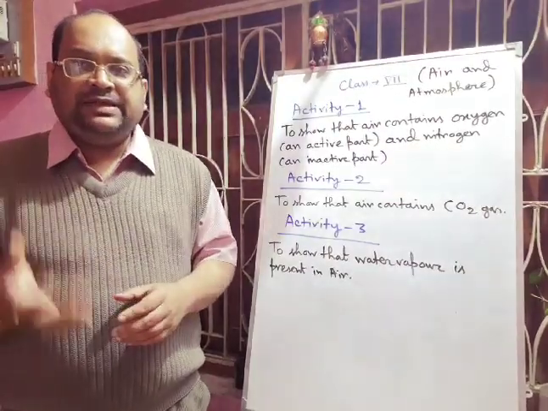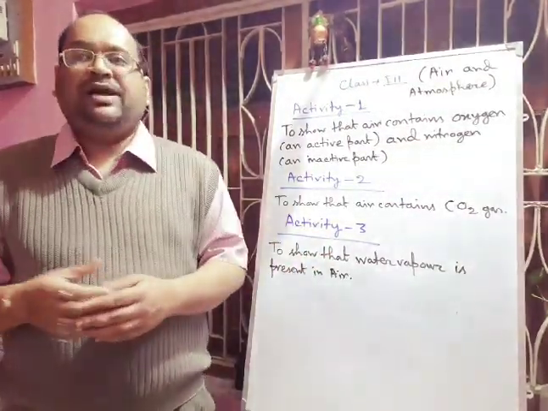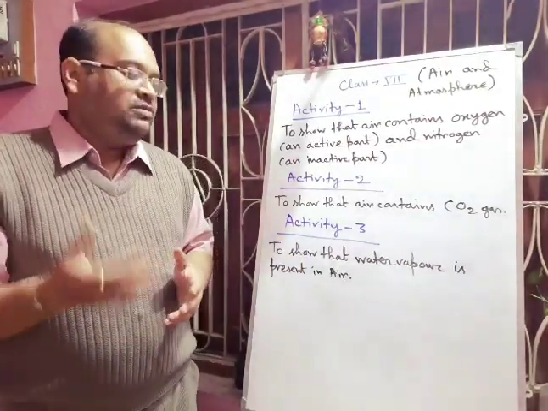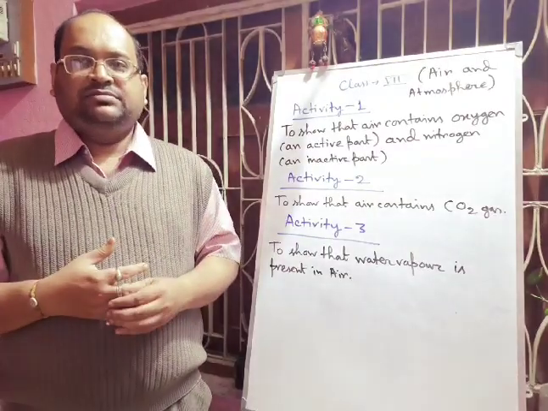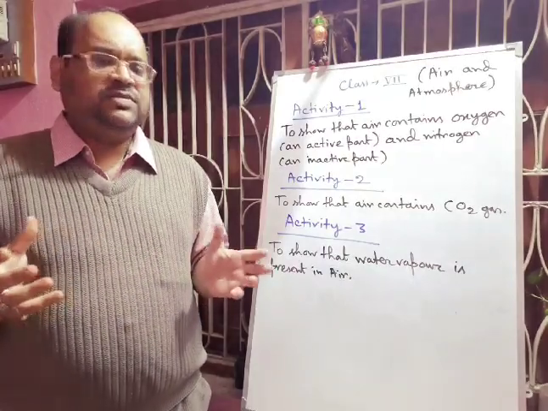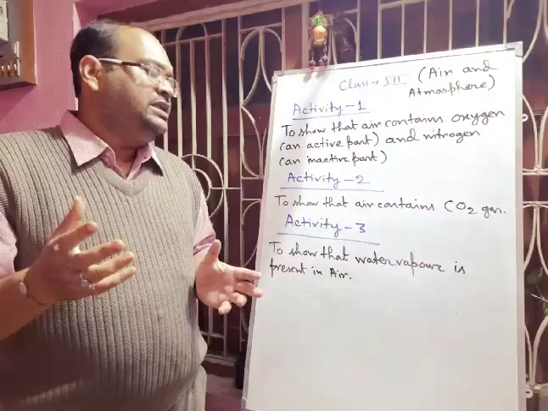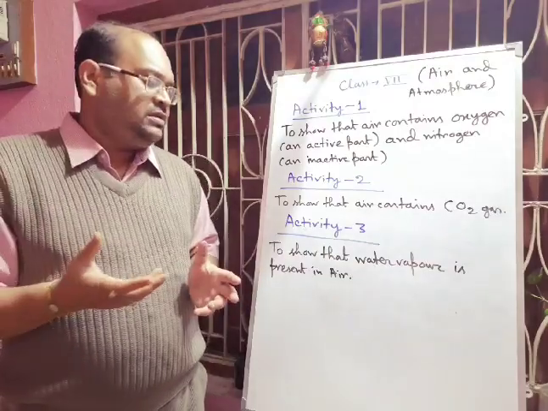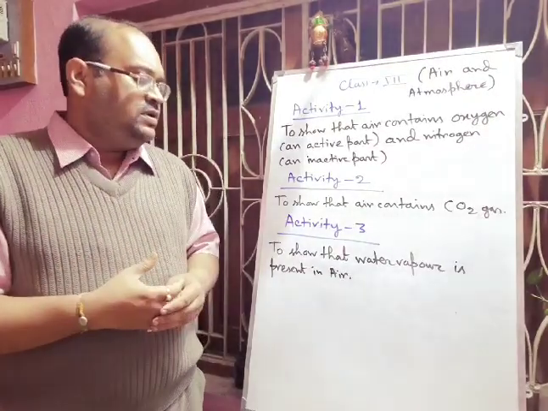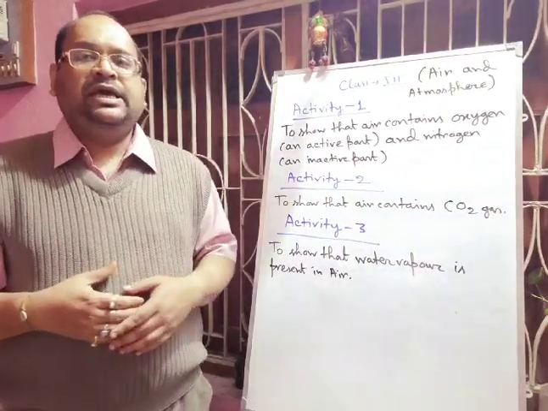And finally the activity 3 will show that water vapor is present in air. So we have to take a glass filled with ice and cold water, and you will observe that there will be some formation of droplets outside of this glass. From where is it coming? It is coming from the air containing water vapor, and it is condensed, forming water droplets, and it will prove that air contains vapor. So one by one I will show the activities.